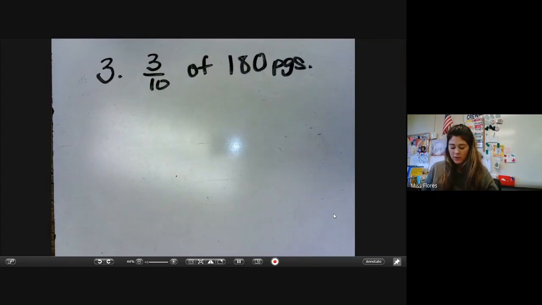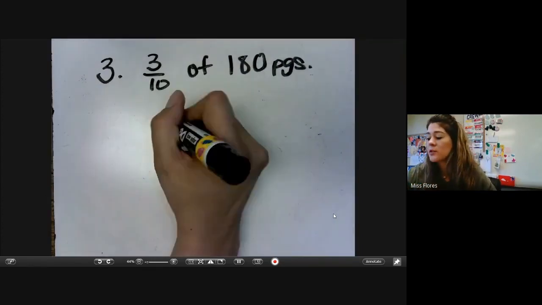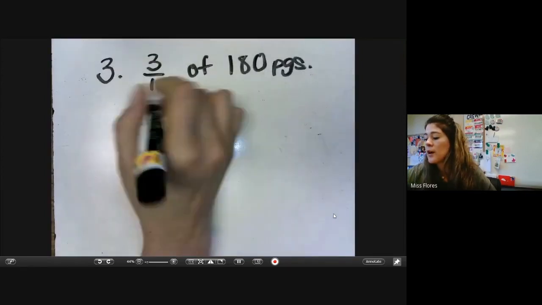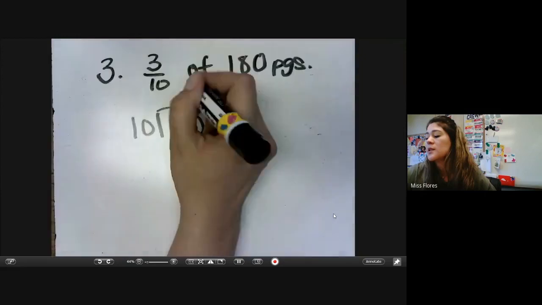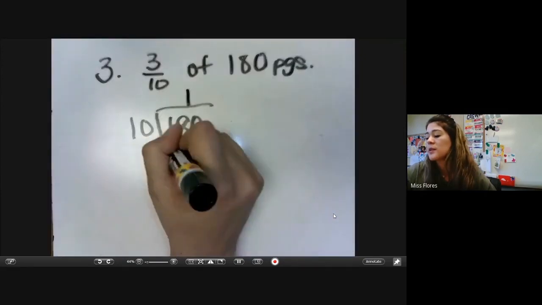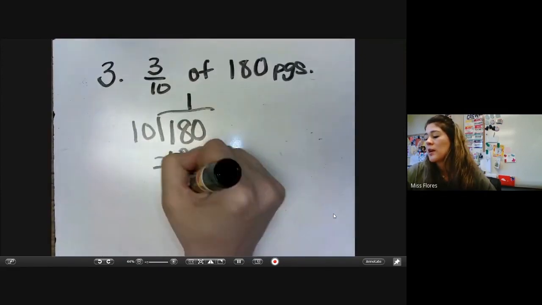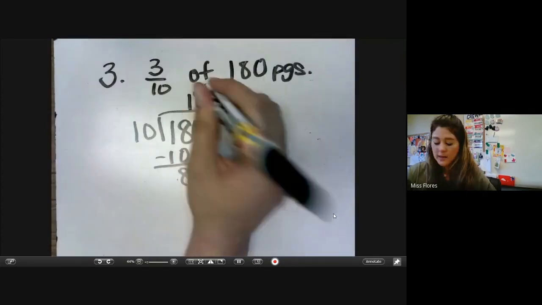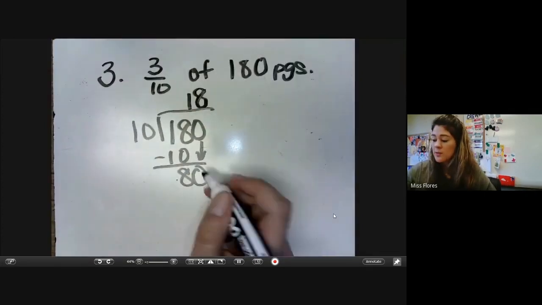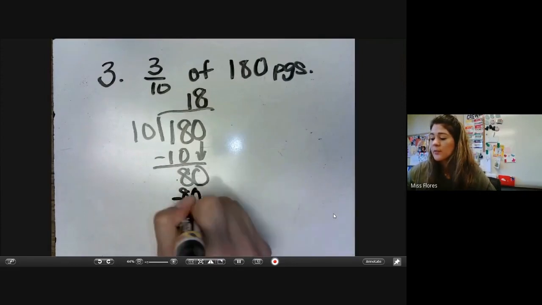How many pages did she read in one day? So we need to divide 180 by 10. That's our first step. 10 goes into 18 one time. 18 minus 10, you get 8 and bring down the 0. 10 goes into 80 8 times. 8 times 10 is 80, and we're done here.